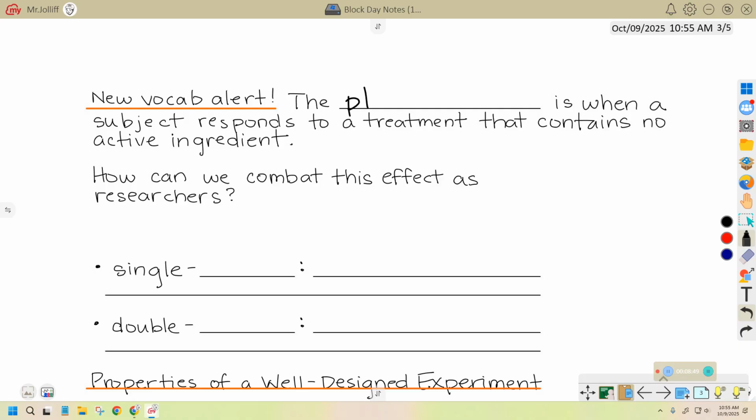Who's taken psychology here or is in psychology currently? Not as many as I thought, but about a quarter to a third. Placebo effect is a psychological effect that happens when the subject responds to a treatment that does not contain any active ingredient. In our example, this would be somebody in our study saying that they experienced a decrease in their arthritis pain even though we gave them the sugar pill.